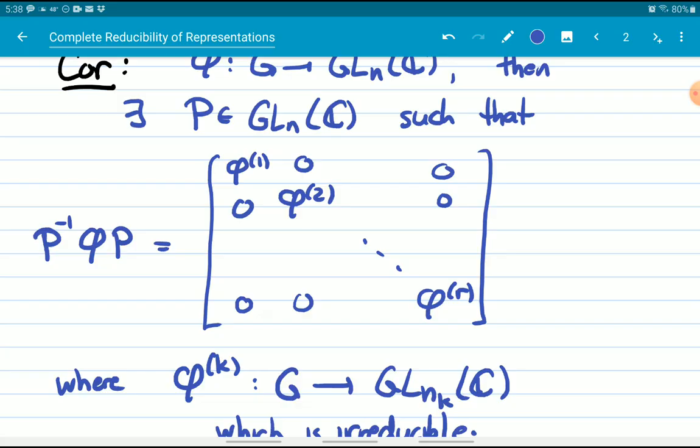This is just the statement of complete reducibility applied to a matrix representation. The matrix representation will be equivalent to a direct sum of matrix representations. That equivalence is given by a linear map. That's the matrix P. What I'm really doing is choosing a direct sum decomposition of C^n in terms of invariant subspaces, and then choosing a basis of C^n which is compatible with those invariant subspaces, so that ultimately I get this block decomposition when I change basis. Let me make this explicit.